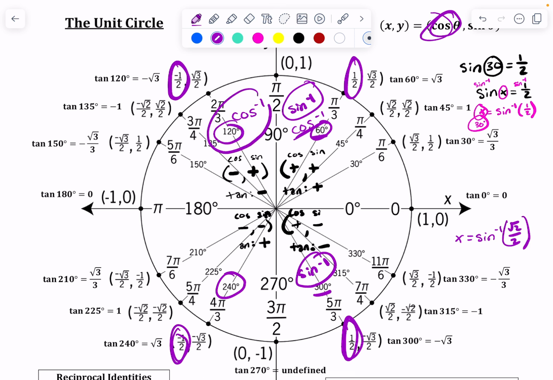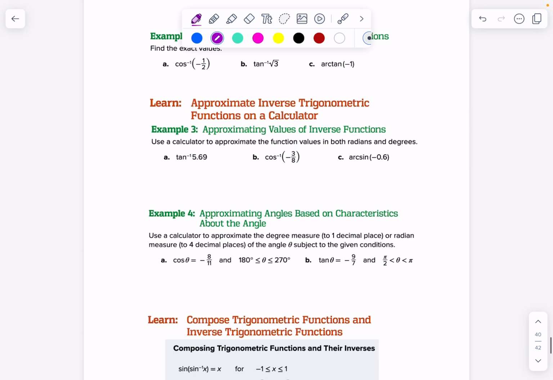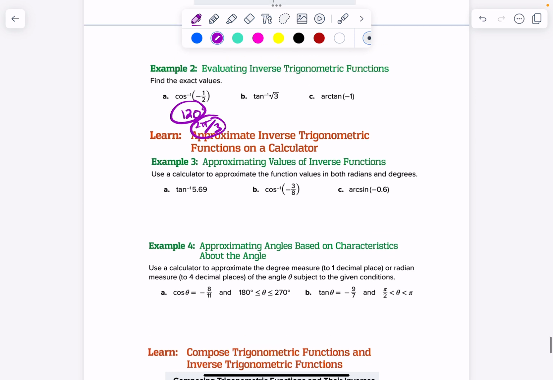It's got to be 120 because 120 lives in the second quadrant. So it's going to be 120 degrees, or in radians, 2 pi over 3. We'll list both of them. 120 or 2 pi over 3. Okay, those two answers.